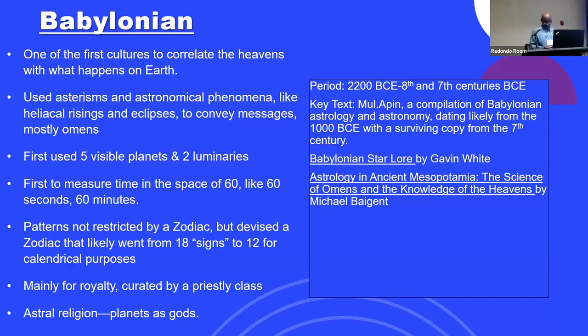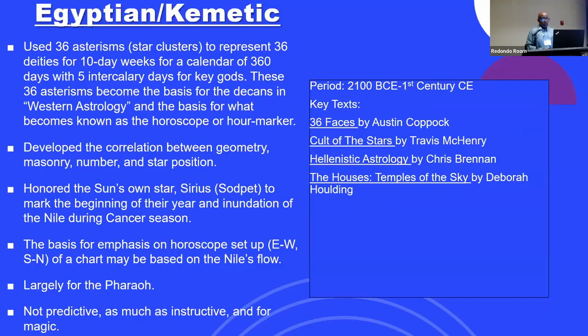Egyptian, also known as Kemetic. So the Kemetic, where did that name come from? That's literally what the Egyptians called themselves. They called themselves Kemites, and they called their land Chem. So among the things that we know about, I'm going to reference some key things, and you can also see on the right-hand side key texts that I would recommend.